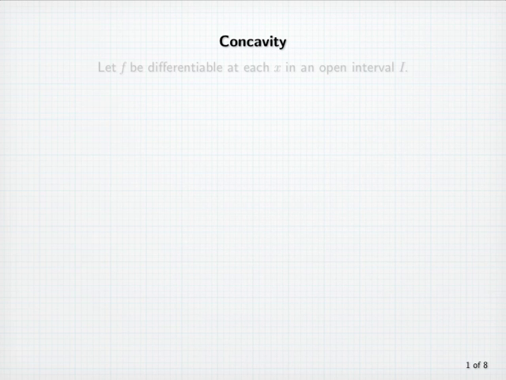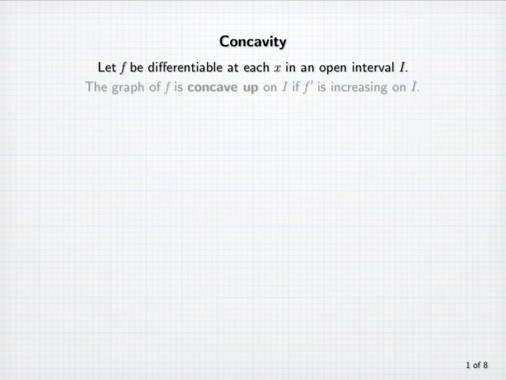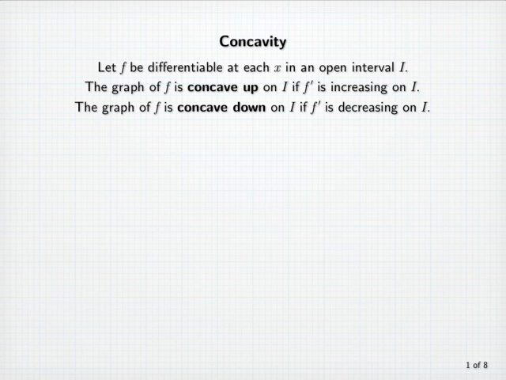Concavity. Let f be differentiable at each x in an open interval I. The graph of f is concave up on I if f prime, that is the slope of the graph, is increasing on I. The graph of f is concave down on I if f prime is decreasing on I. Let's look at a couple of pictures that illustrate these definitions.